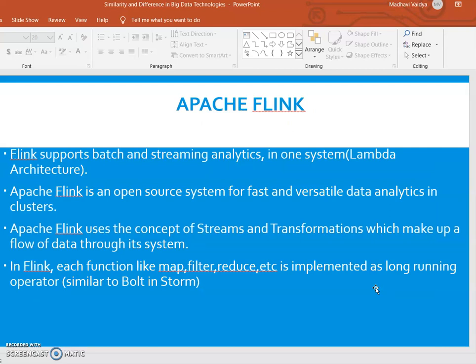It supports batch and streaming analytics in one system. Again, it is also Lambda architecture. Flink is an open source system for fast and versatile data analytics in the cluster. It has been used by Uber and Alibaba. It uses the concept of streams and transformations, which make up a flow of data through the system, and it also uses map, filter, reduce, etc. type of functions for long running jobs, similar to Bolt in Storm.